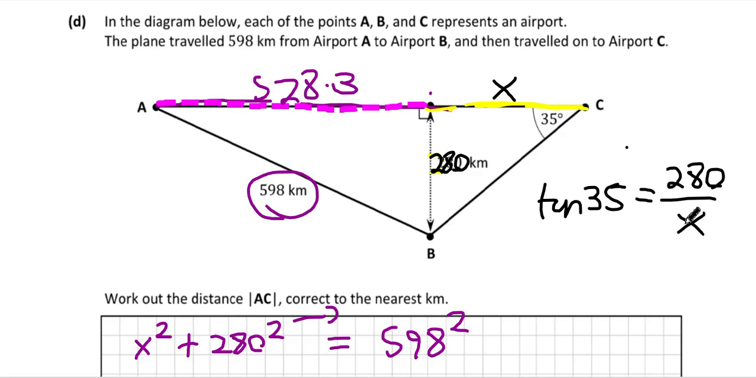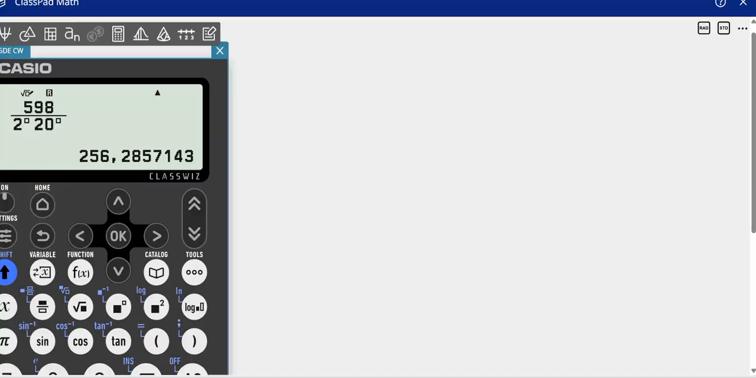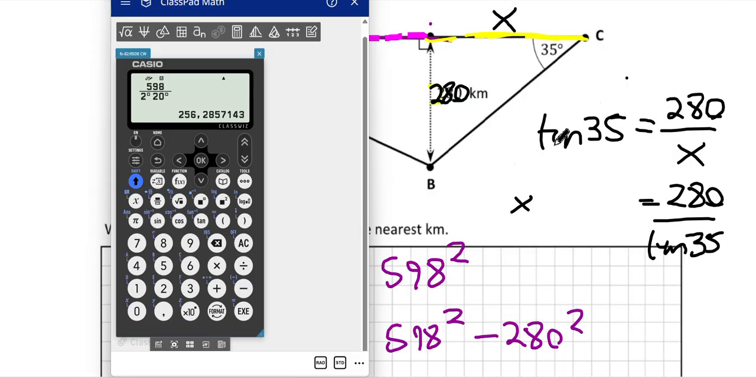What I'm going to do next is x is division on the left, which makes it... oh, it's division on the right, which makes it multiplication on the left. The tan 35 is multiplication on the left, which makes it what? Division on the right. Okay? So 280 divided by tan 35. And what we got there was 132.7.